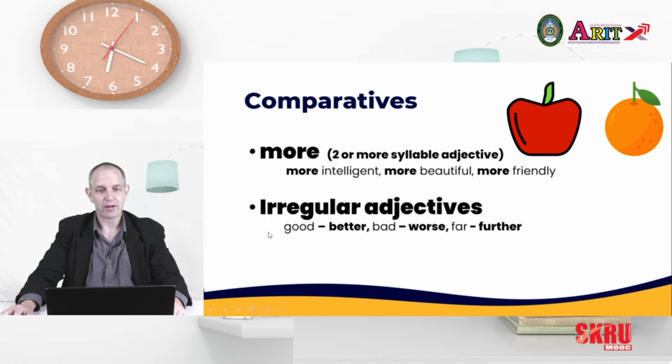We also have irregular adjectives like good, bad, and far. Good becomes better, bad becomes worse, far becomes further. And I'm sure you already know all this.